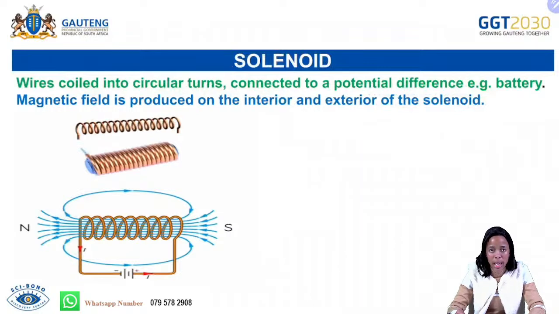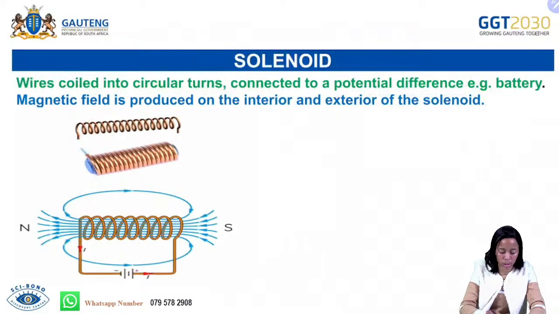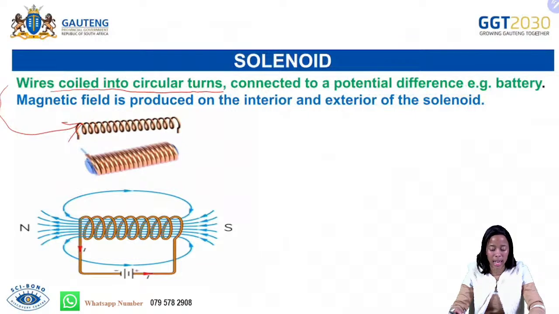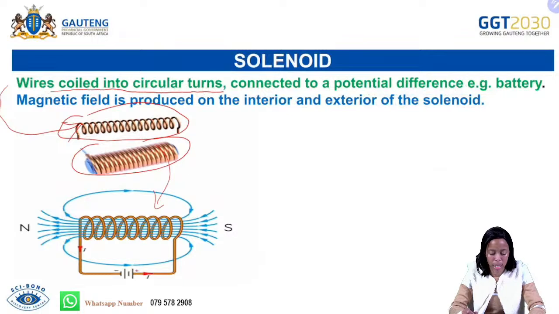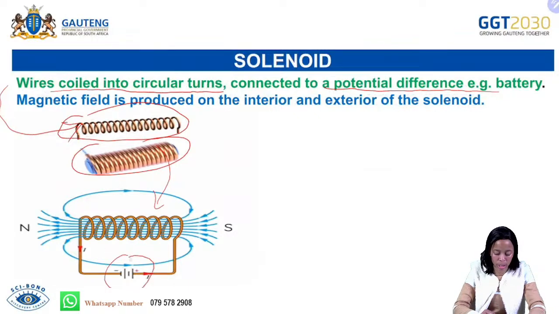Now we can also have what we call a solenoid. A solenoid is wires coiled into circular turns. So that is us having a lot of wires that are curled into circular turns, and this is an example of a solenoid, okay? These wires are then connected to a potential difference, for example a battery. Then a magnetic field is produced, okay?